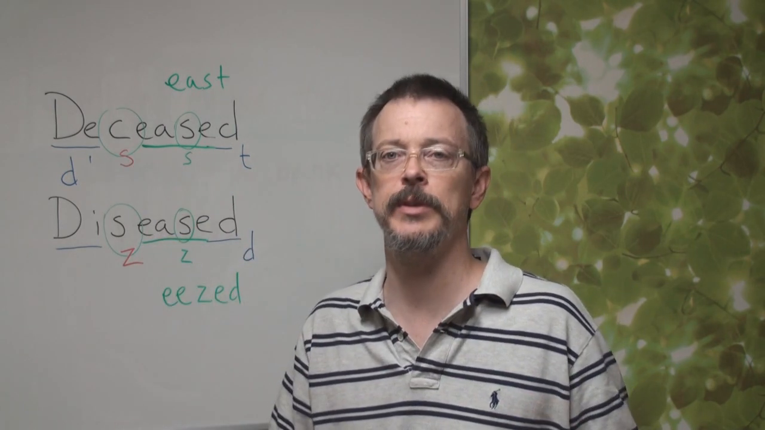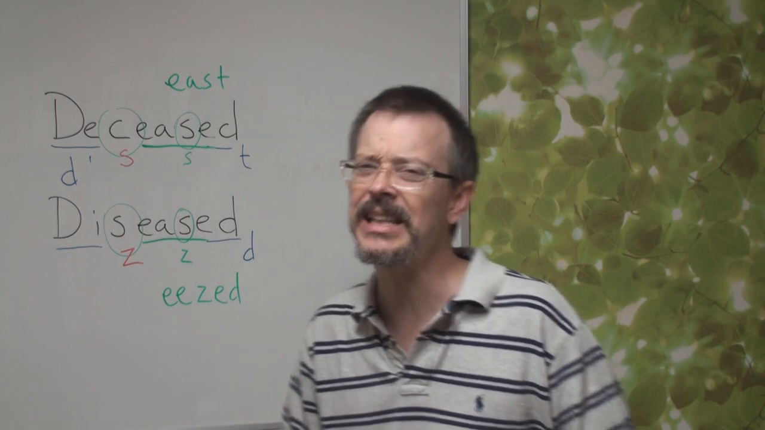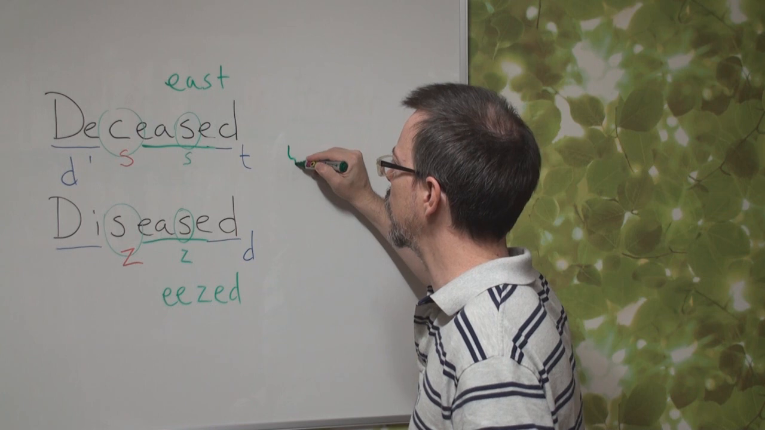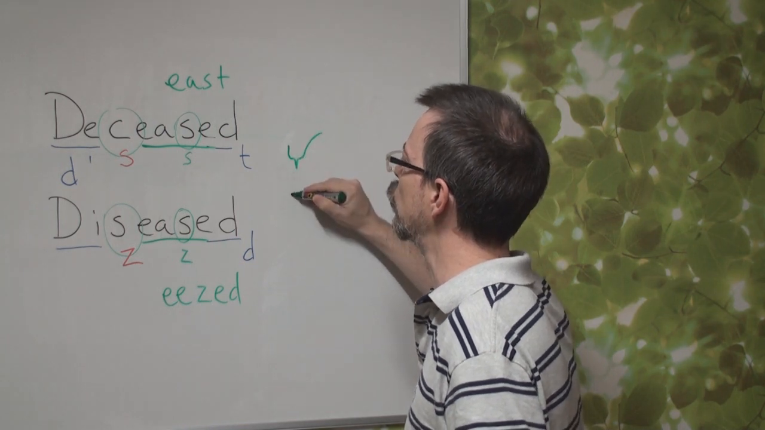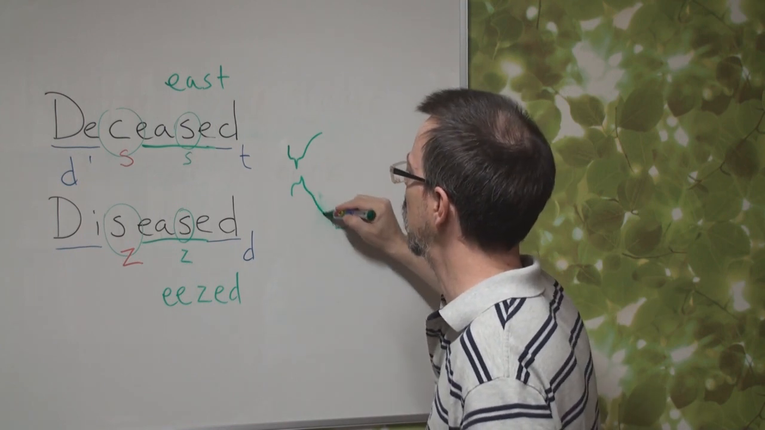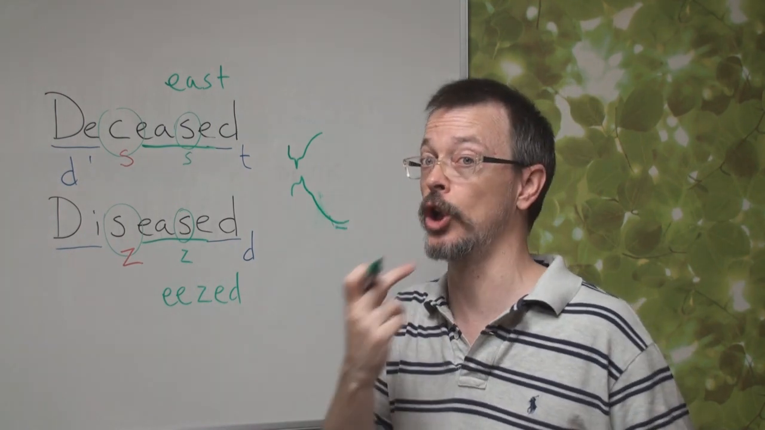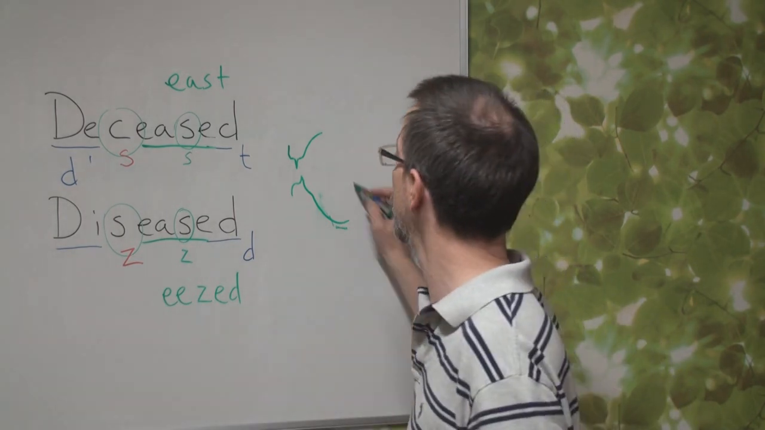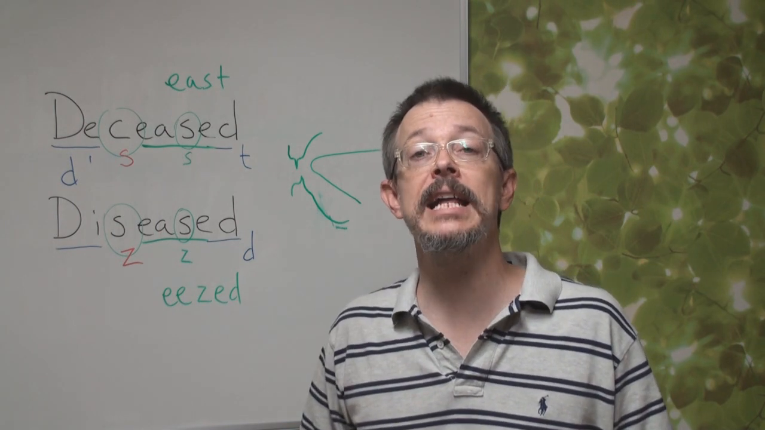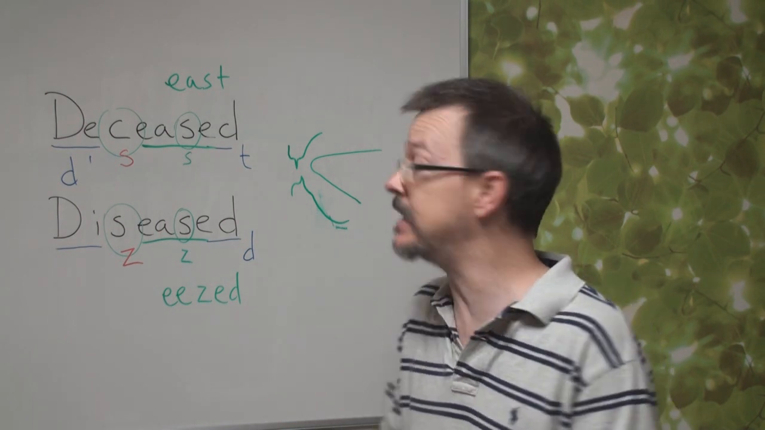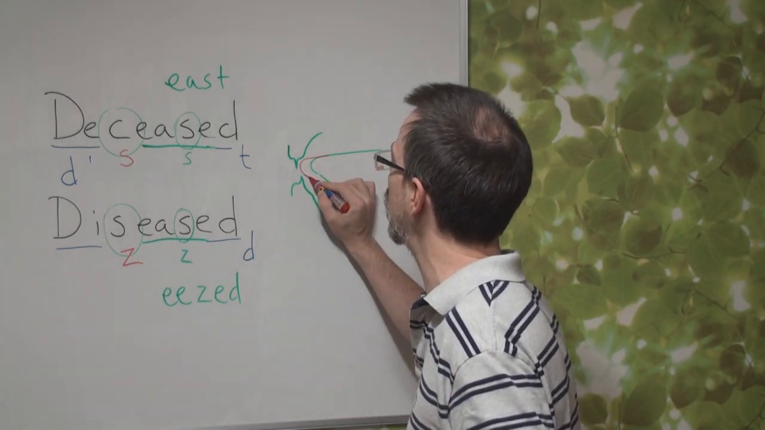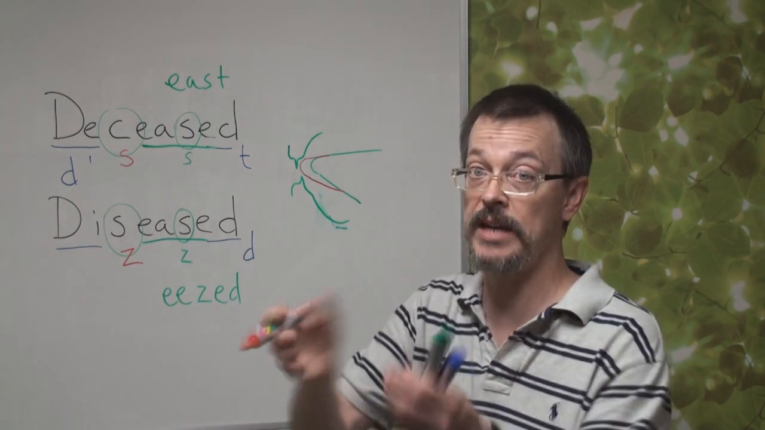What is the difference between the S and the Z? Let me try and explain with a diagram. These are your upper teeth, and these are your lower teeth. Okay, so it's a terrible picture. So in your mouth, your upper teeth and your lower teeth, and then you have your tongue, and your tongue kind of rests like this. When we make the Z sound, the tongue comes all the way in here in front of the teeth, or right behind the teeth.